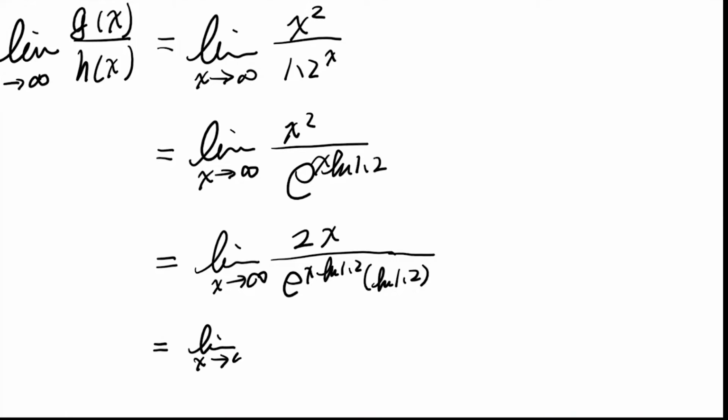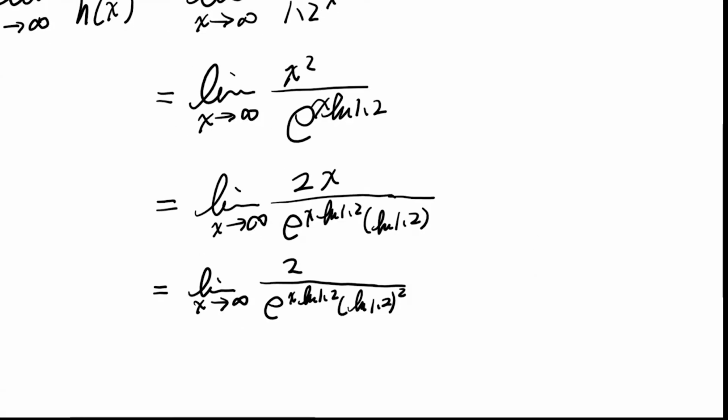So x approaching infinity of, L'Hospitalizing it yet again. So we have e to the x ln 1.2 times ln 1.2 squared. How about that? Good. Now we can check. This is 2 over infinity, isn't it? So the answer here is 0.